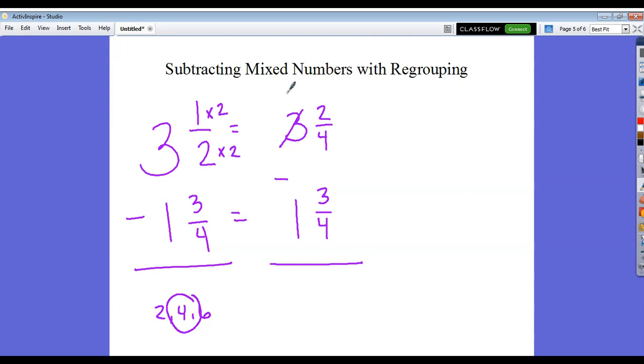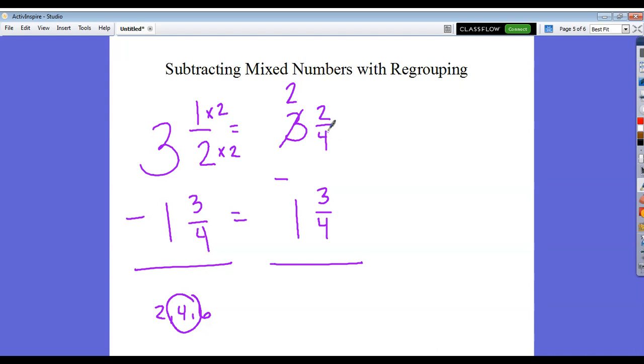So instead of 3, I now have 2 wholes left. And again, this time I'm not regrouping 10. These are not 10s, these are 1s. So I'm actually regrouping 1 whole. Now for each problem, this is going to be different.